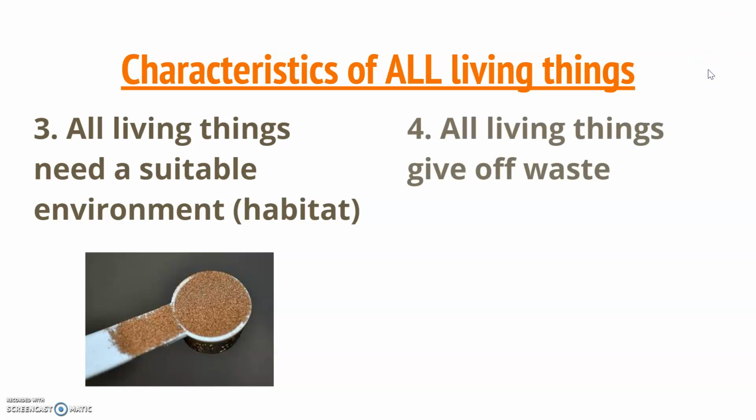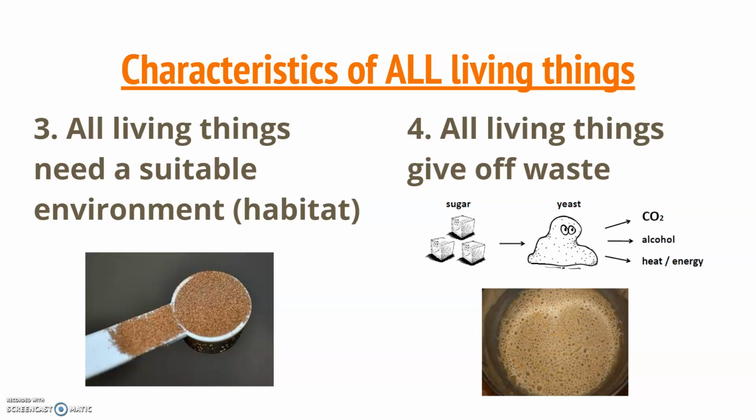Now, let's keep talking about living things. Item number 4 on our list is that all living things give off waste. Now, we all know how animals and humans give off waste. I'm not going to talk about that. But let's talk about how something else gives off waste. Let's keep talking about yeast. When you feed sugar to yeast, it gives off waste in the form of carbon dioxide, or CO2, alcohol, heat, and energy. If the item doesn't produce waste, then it's not a living thing.